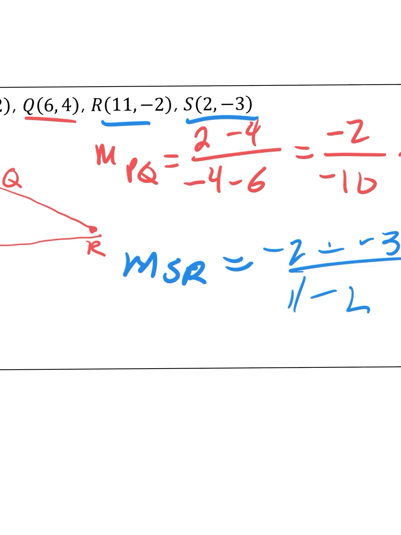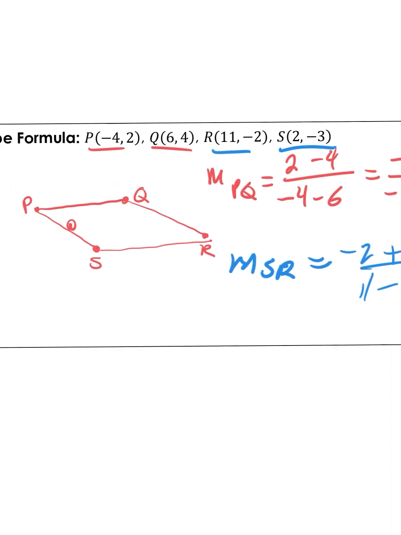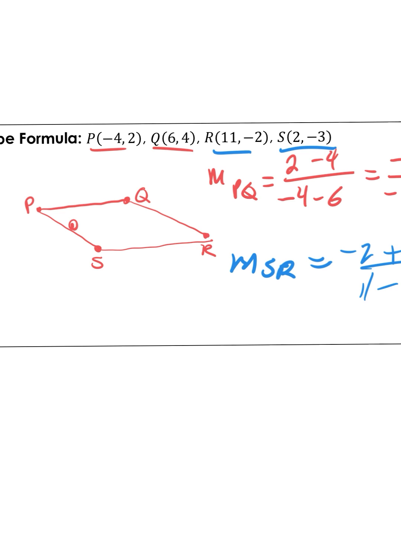So this is like saying plus 3, right? So that's 1, and then on the bottom, 9. All right, so compare the slopes. Are they the same? No. Lines that are parallel have the same slope, right?